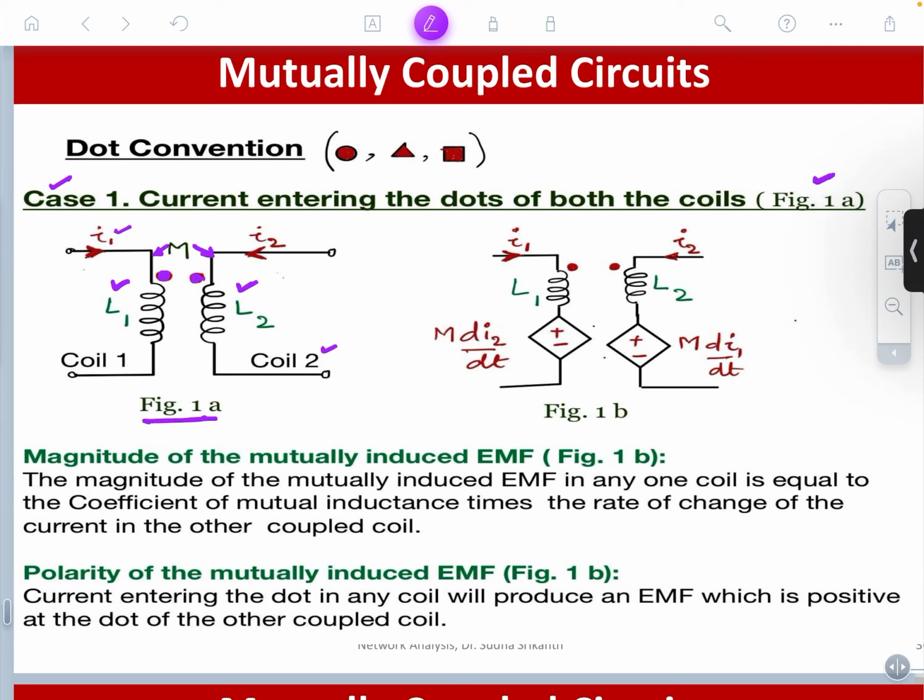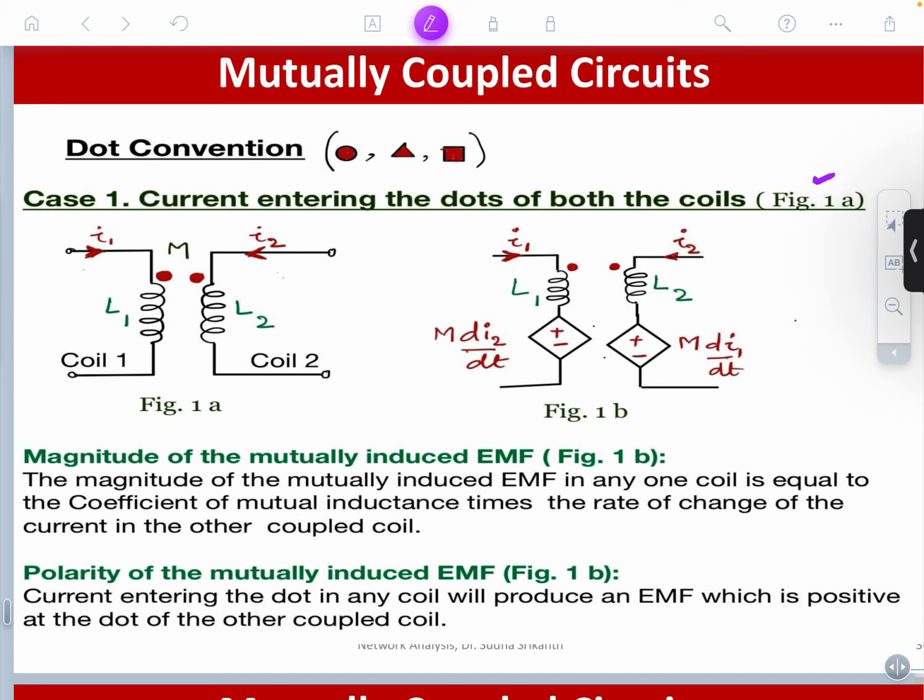They are simultaneously entering. We are talking about instantaneous currents. At any instant, both the currents are entering the dots at their respective coils. That is the situation. So if this is the situation, how do we consider the EMFs induced in the coil? We are talking about the mutually induced EMF typically, because self-induced EMF we know how to compute.